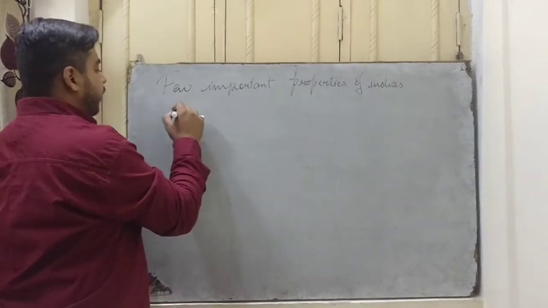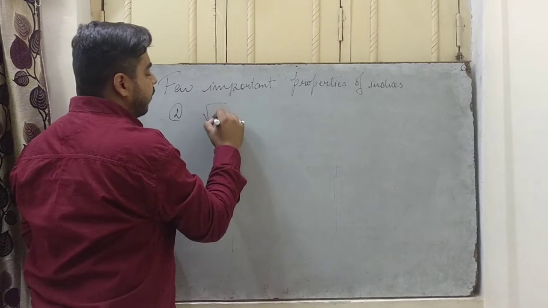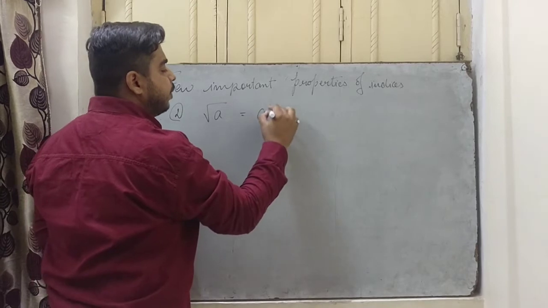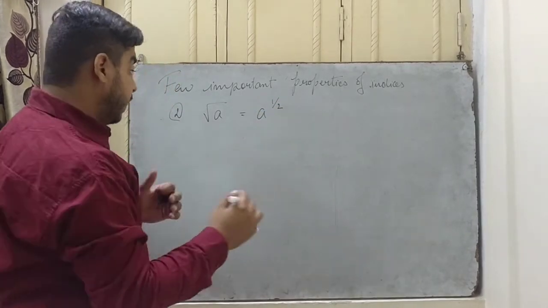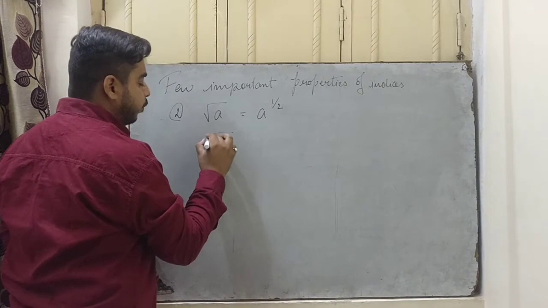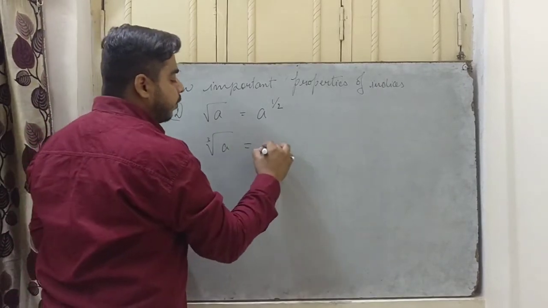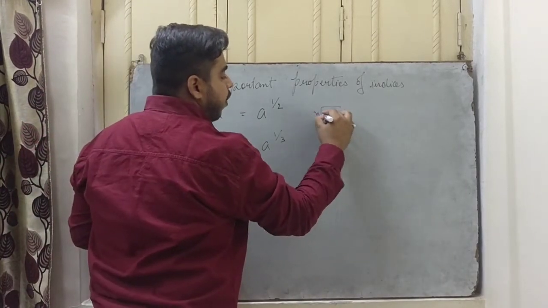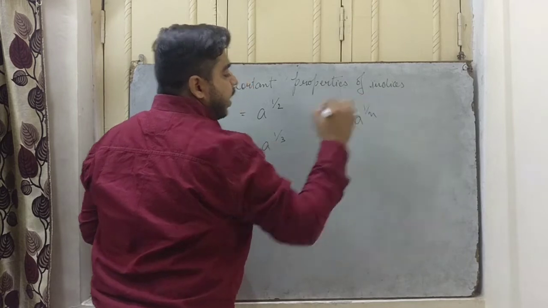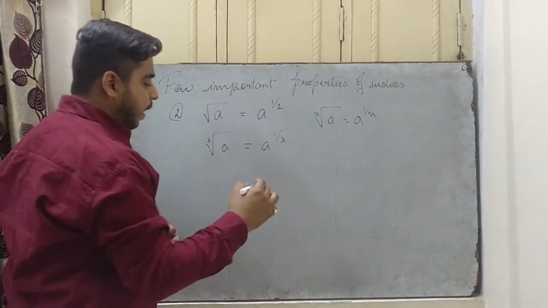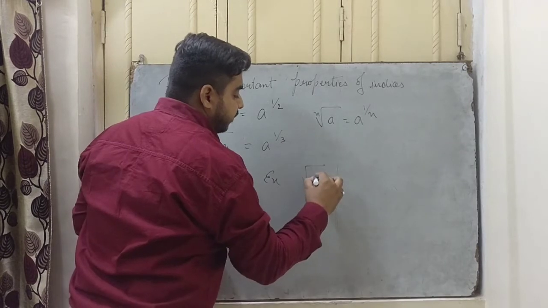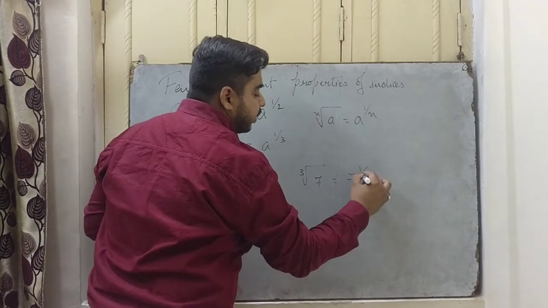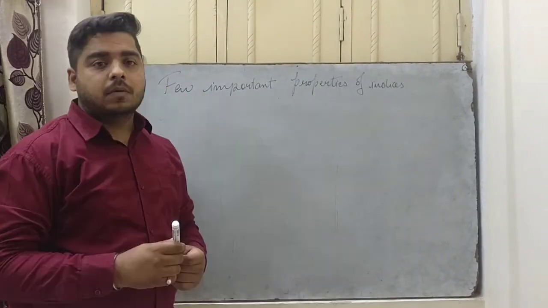Now the next property of indices says that if it is written in the form of under root, as you all know, it is known as square root, it is written in the form of a to the power 1 upon 2. In other cases, if a certain number, suppose 3, is written over here, it is written in the form of a to the power 1 upon 3. That means the root is written as a fractional power, in the form of a to the power 1 upon n. For example, the cube root of 7 is in the form of 7 to the power 1 upon 3. So this is also an important property of indices.